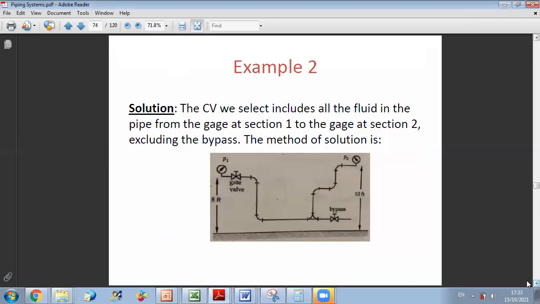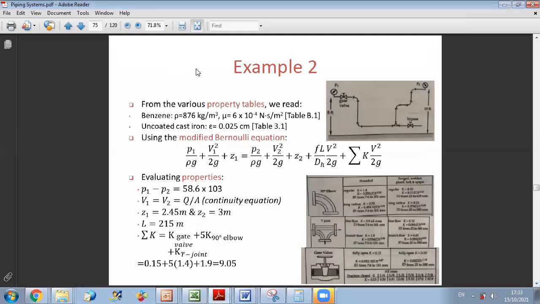So first, as usual, we consider the whole system as our control volume. Okay, and for our flow, which is benzene, we get the value of density and viscosity. The type of material is uncoated cast iron, so we go to our table to get the value of epsilon. And now we will write the modified Bernoulli equation between section 1 and section 2.